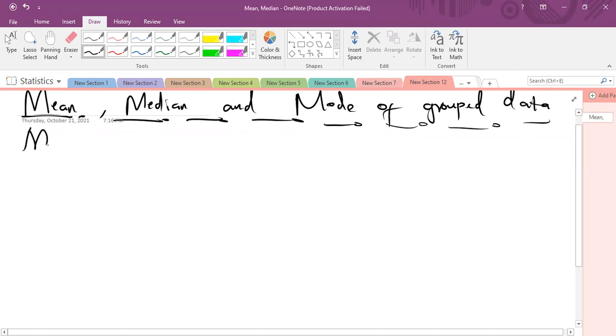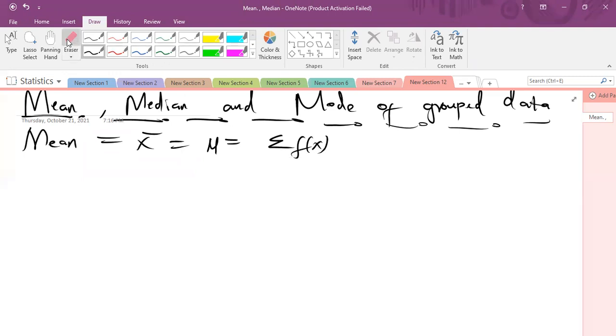Now, first of all, let's start by getting mean. If you're given a particular set of grouped data, then the mean, which sometimes is also represented as x bar or mu in some text, is given by summation Fx. Let me write it this way.